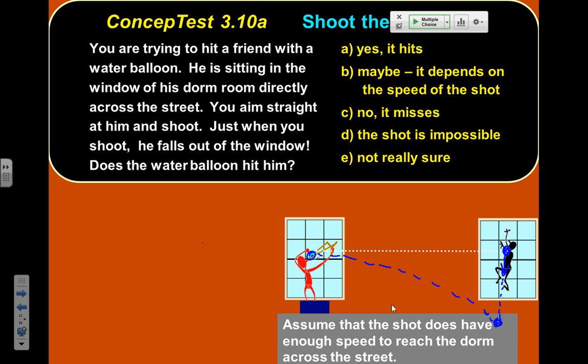If you were trying to hit your friend and you didn't know he was going to fall out of the window, then this would be a bad way, right? How would you, if you wanted to hit him, what would you do? You would aim up so that it would arc over and then reach him.